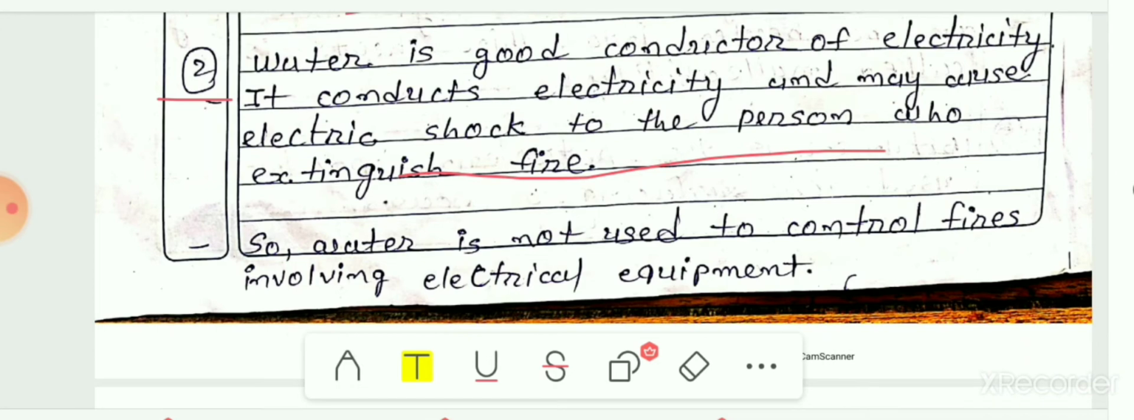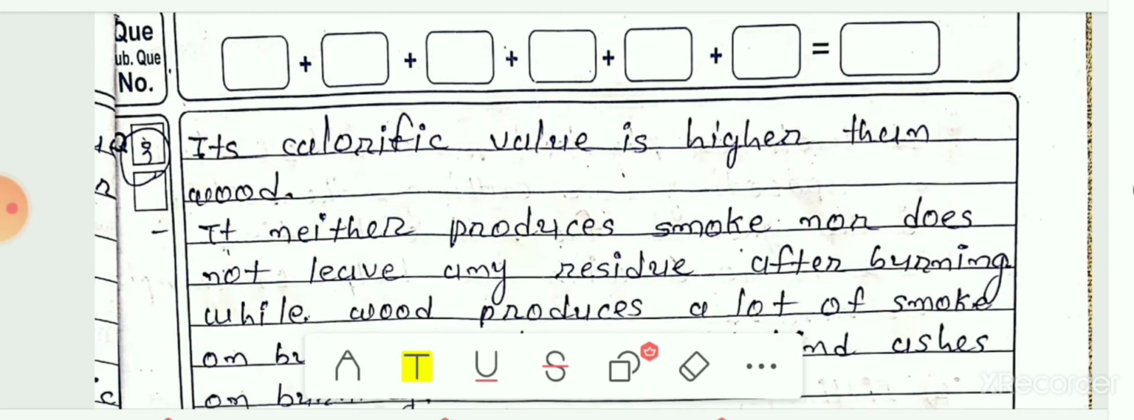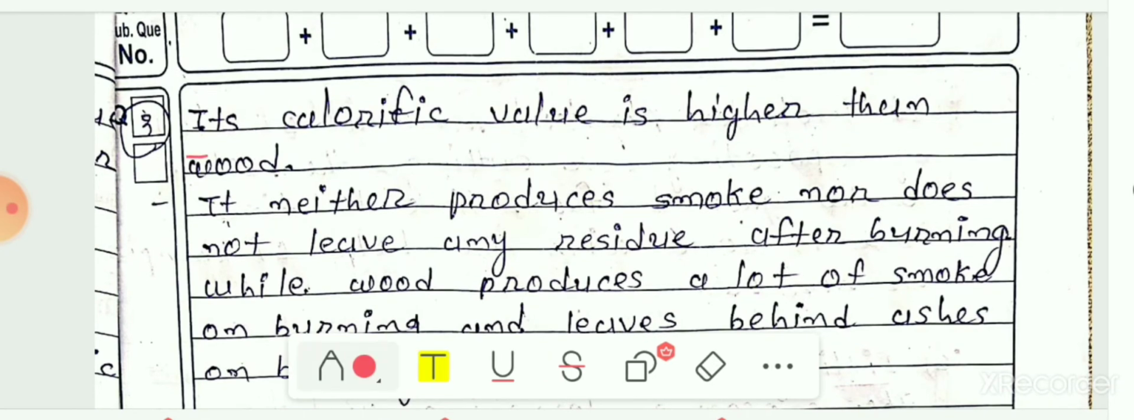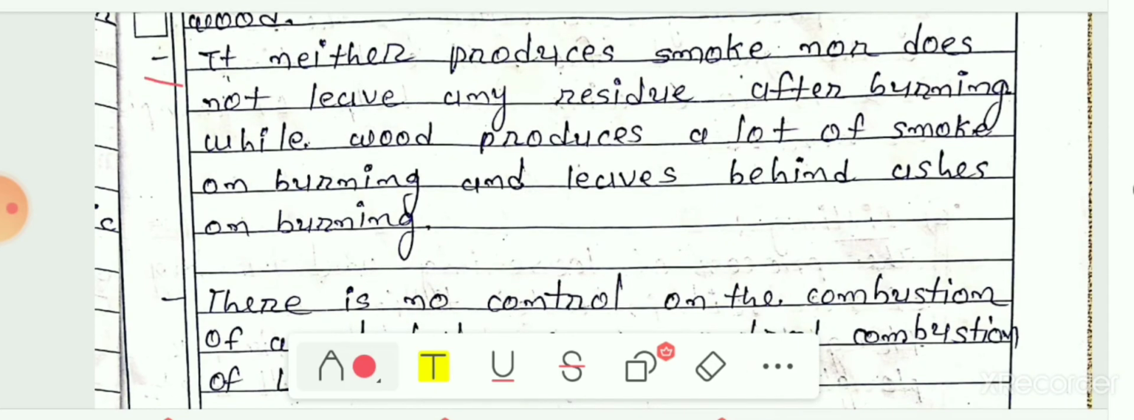The next reason, number three, was: LPG is a better domestic fuel than wood. Why is LPG better than wood? The answer is that its calorific value is higher than wood. The first reason is that the calorific value of LPG is higher than wood. Another reason you can write is that it neither produces smoke nor leaves any residue after burning, while wood produces a lot of smoke on burning and leaves behind ashes.